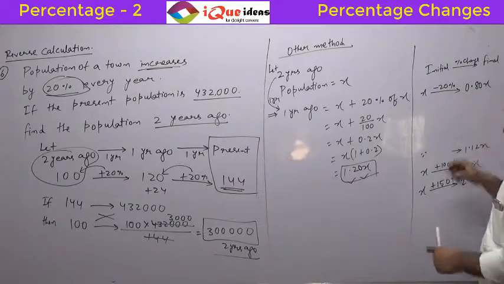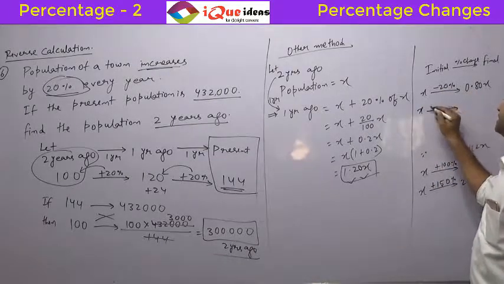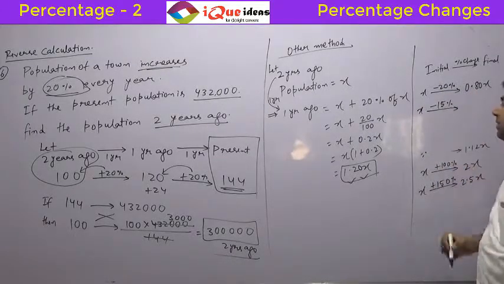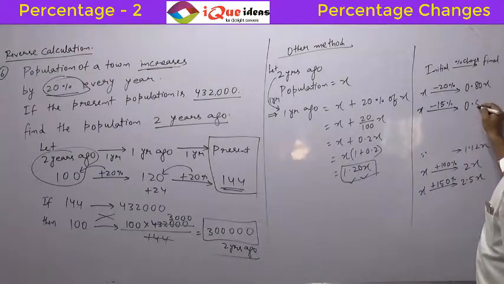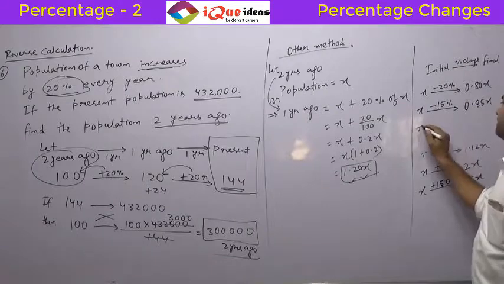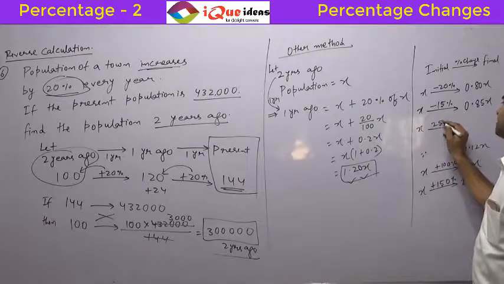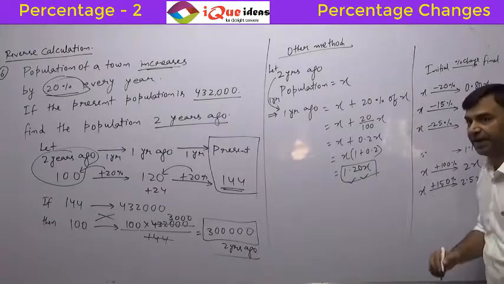So it has to be 0.80. Let's say if something decreases by 15%, how would you write it? 100 minus 15 is 85, so it will become 0.85x. If there is a value that decreases by 25%, how will you write it? 100 minus 25 is 75.